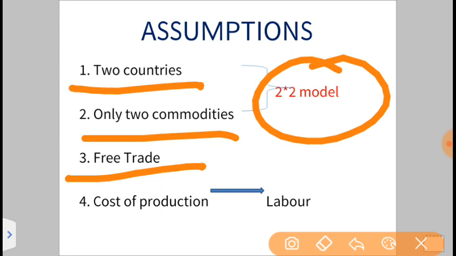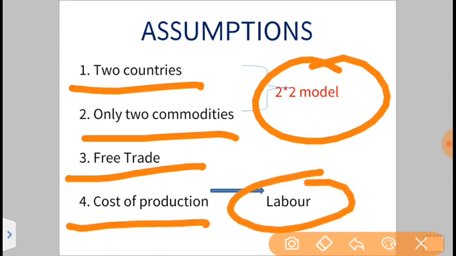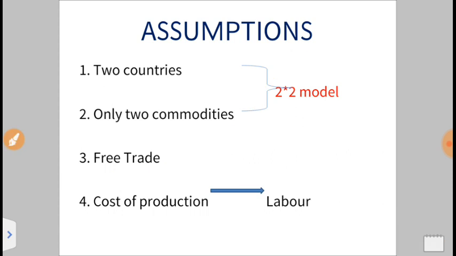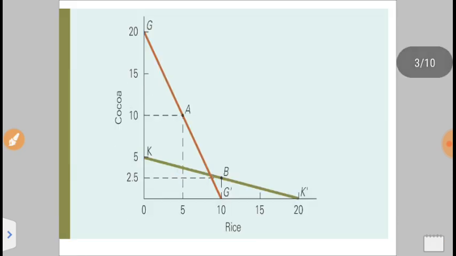There is no import tariff, export tariff also will not be there. There are no trade barriers, and there is no cost of production except the labor cost. Labor cost will be there. Whatever the production cost is shown by a country, it will only be the wage given to the labor. So keeping in mind these four assumptions, I'll explain the theory with the help of a graph.